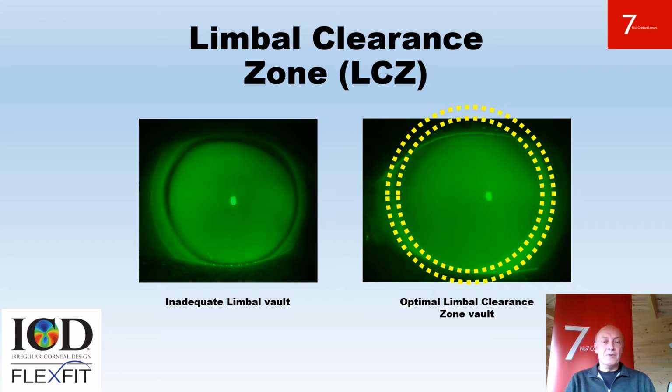As you can see from the image on the left, there is inadequate vaulting with this lens. That dark ring shows that there's touch almost 360 degrees. So the image on the right is showing complete clearance, and this is going to be our aim.